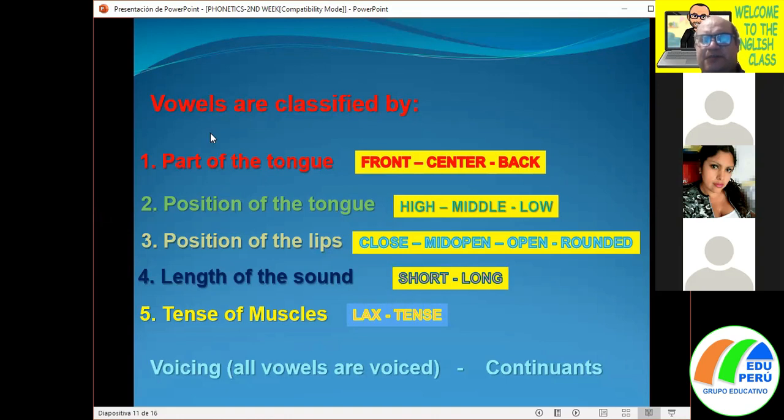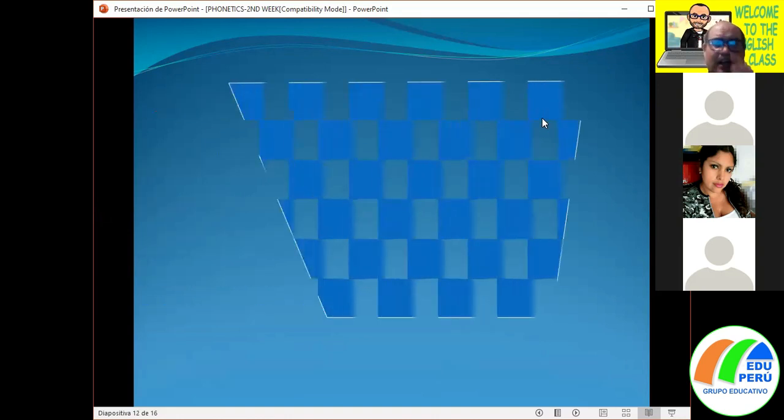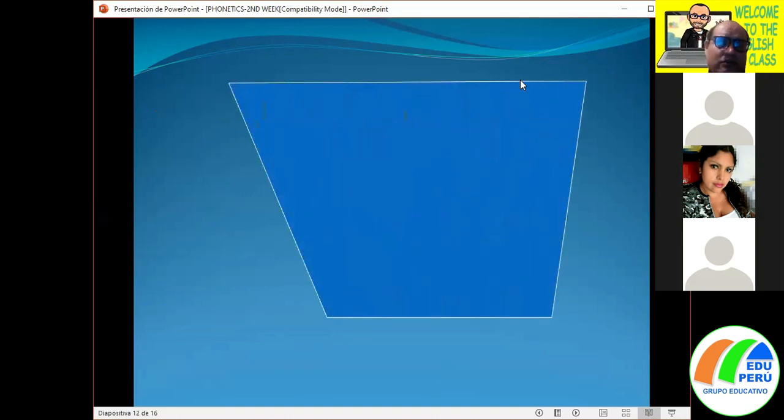Now, let's pass to the other one. And I advise you to recognize this diagram. I don't know if you have seen this diagram before. We are going to use this diagram in order to identify vowel sounds. This diagram represents your vocal tract and also your tongue. All right? So let's see it. We are going to analyze this part. Let's start.